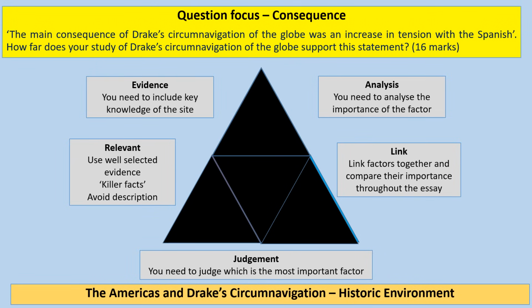Okay, so we're going to look at this question in detail. So, in terms of the consequence question, this question is: the main consequence of Drake's circumnavigation of the globe was an increase in tension with the Spanish. How far does your study of Drake's circumnavigation of the globe support this statement?